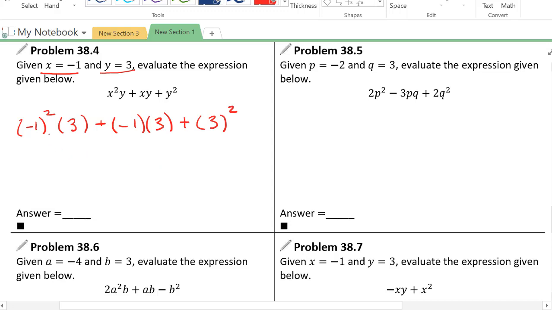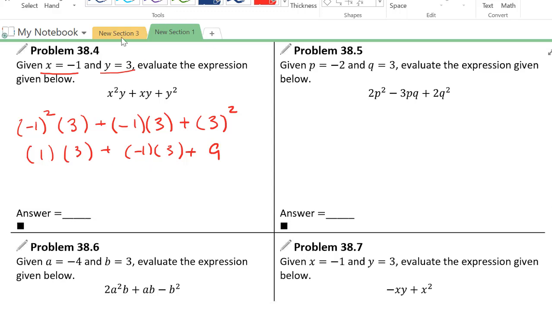So what am I going to get? Remember, you always do exponents first. On the next line, I'm only going to do exponents. Negative 1 squared is positive 1, times 3, plus negative 1 times 3, plus 9. See? All I did was exponents here. Now I'm going to do the multiplication. 1 times 3 is just 3, and then negative 1 times 3 turns into minus 3, and then plus 9. 3 minus 3 is 0, plus 9. So that's just equal to 9. Let's do the next one.